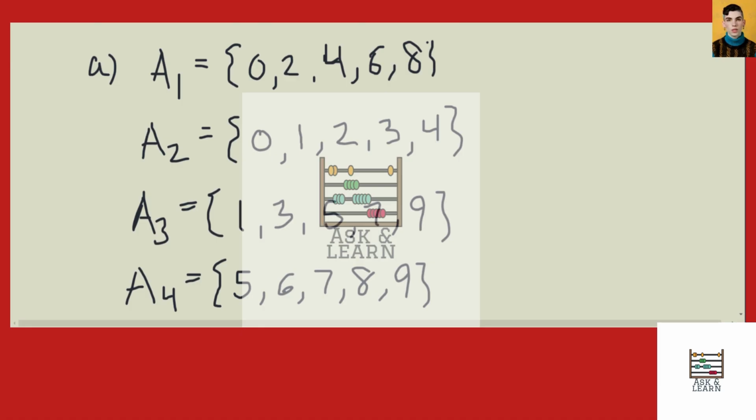Now, to find the intersection graph of this collection, we need to find the pairwise intersections of the sets in the collection. So first, the intersection of A1 with A2. We see that 0 is in both sets. We have that 2 is in both sets. We have that 4 is in both sets. And that's it.